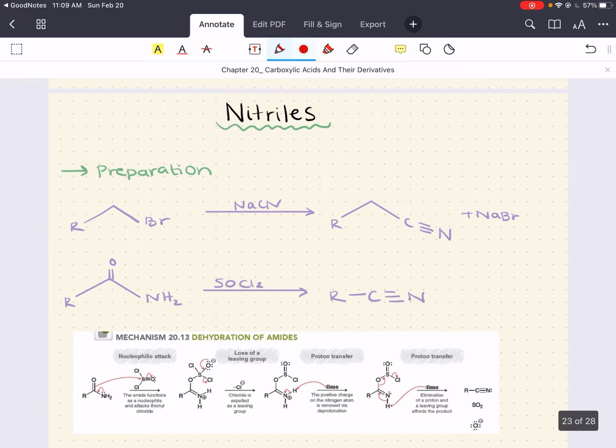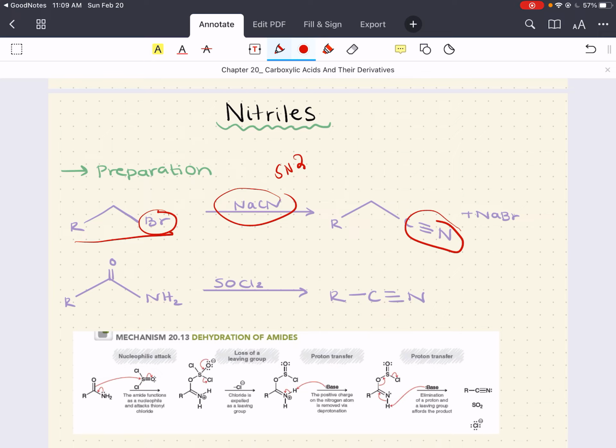Our last group here is nitriles. Okay, we can prepare nitriles, and this is how we're going to do it. Nitriles can be prepared by treating an alkyl halide with cyanide ion. All right, if we treat this alkyl halide with cyanide ion, we're going to get an SN2 reaction here, where our bromide is replaced with this cyano group.